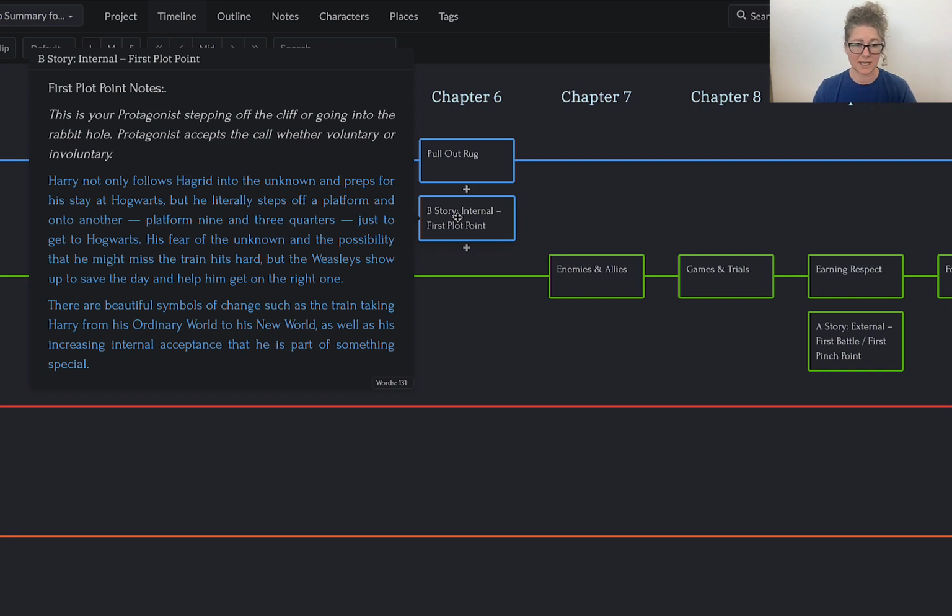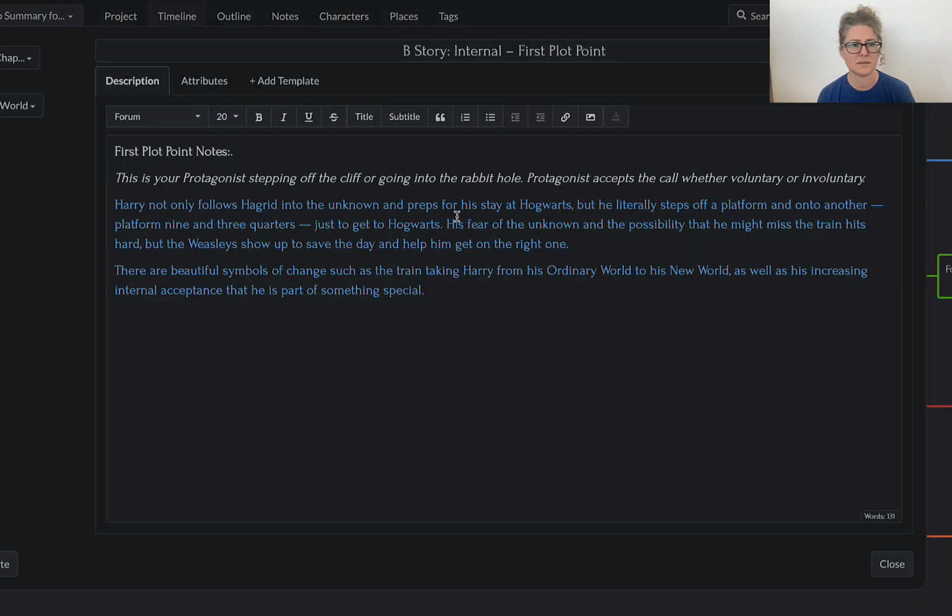This is story B. Story A is more of the external. Story B is the internal. So this is your protagonist stepping off the cliff or going into the rabbit hole. The protagonist accepts the call, whether voluntary or involuntary. Harry not only follows Hagrid into the unknown and preps for his stay at Hogwarts, but he literally steps off a platform and onto another, platform 9 3/4, just to get to Hogwarts.